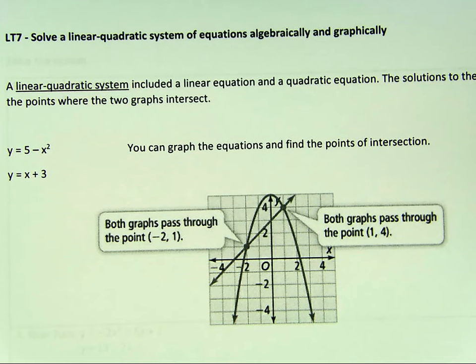Today we're going to talk about solving a system of equations where one of the equations is linear and one of them is quadratic. So first we want to remember what solving a system means. It means where the two graphs intersect. So we're looking for those points.